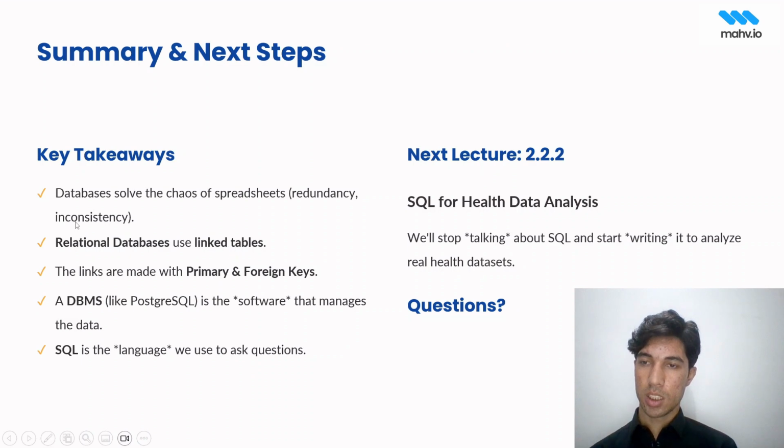So these are the key takeaways: databases solve the problems of chaos and mess that is created by redundancy and inconsistency in spreadsheets and Excel. Then there are relational databases, which use linked tables. The links are made with primary and foreign keys. That is one concept that we covered. Then a database management system like PostgreSQL or MySQL is a software that manages the data. Then we talked about the language that the DBMS understands and which we use to query the database.